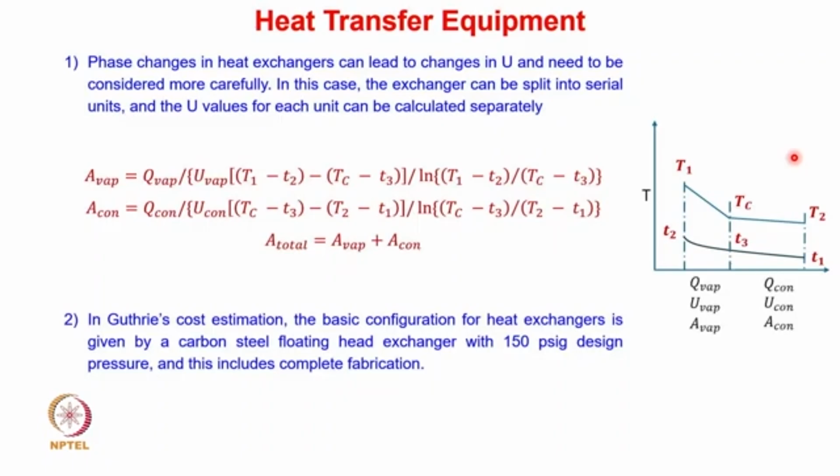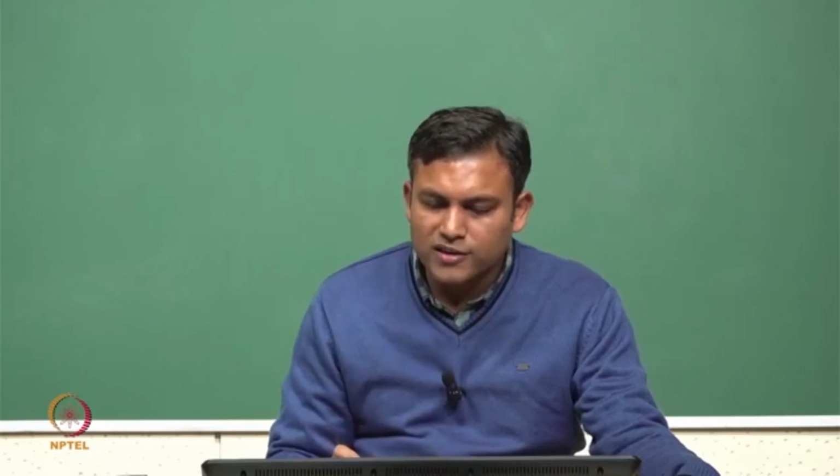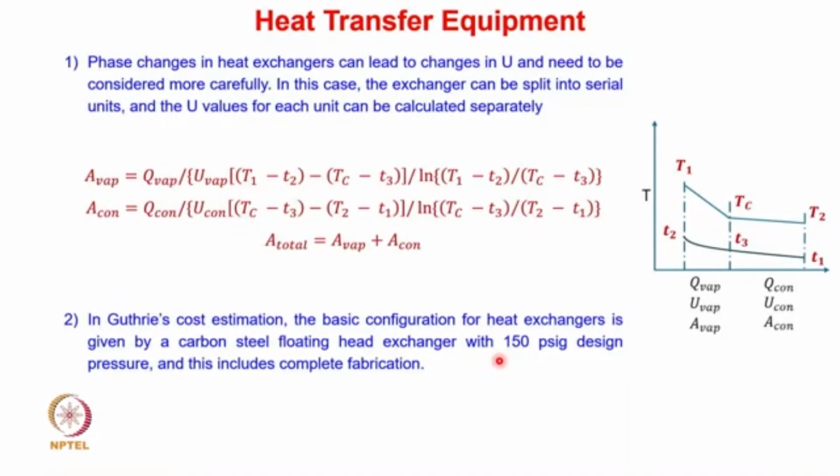Another complication which comes across while doing the cost calculations for heat transfer equipment is whenever a phase change is taking place. Phase change is commonly seen whenever there is condensation of one fluid, or evaporation of one fluid. In that case, we calculate the U value in a slightly different way. In this case, the exchanger can be split into serial units, and the U values for each unit can be calculated separately.